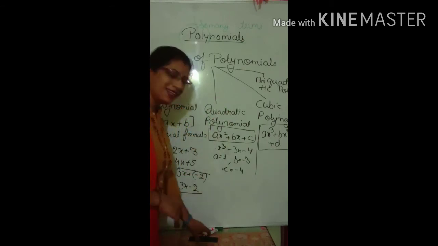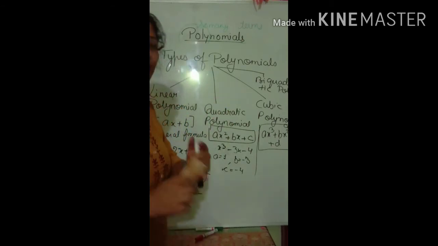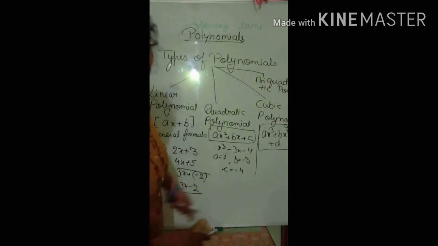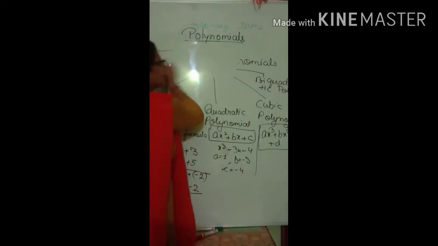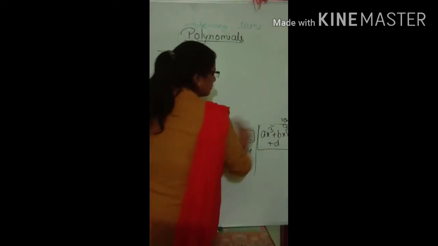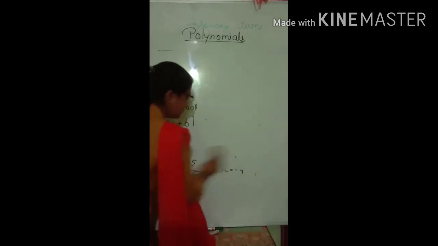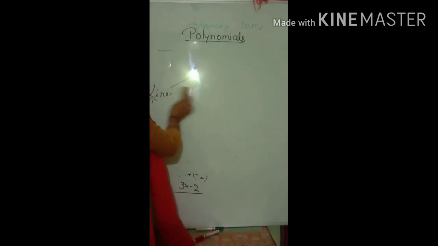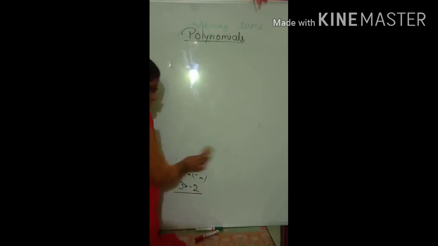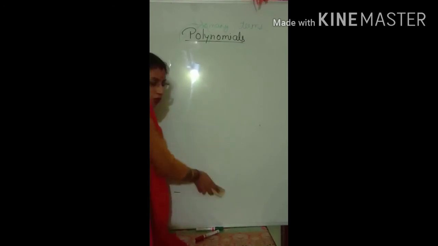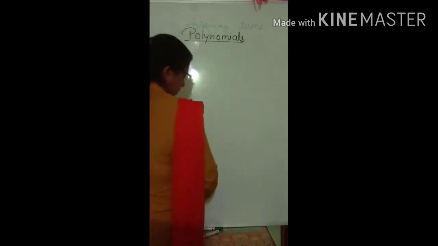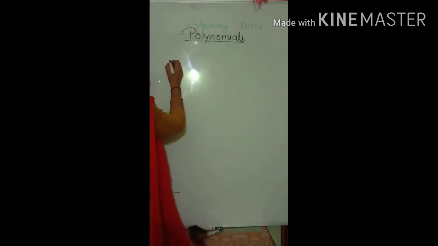Now, what is the next topic? Solution of polynomial, or the zeros of polynomial. Now next will come zeros, which are also known as solutions. Solutions are known as zeros. So the next topic is zeros.